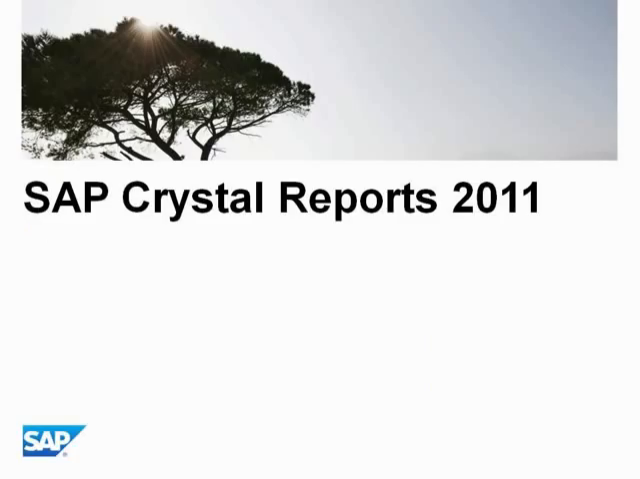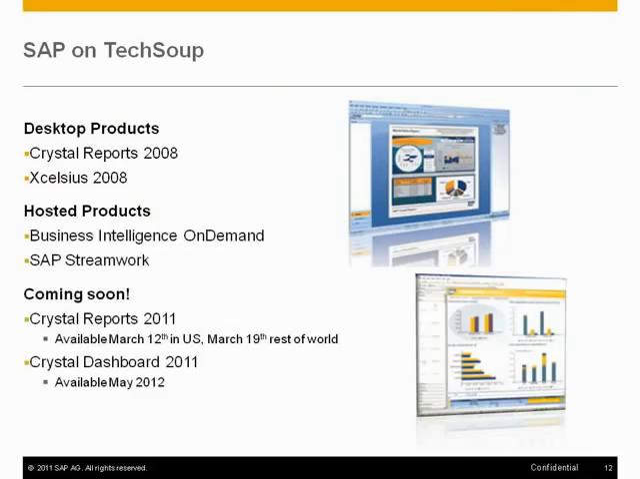So, moving on to SAP Crystal Reports, I'm just going to pass it over to Kenneth to talk to you on that first. All right, thank you. So, Crystal Reports, the products that we've been offering through TechSoup have been starting with the Crystal Reports 2008 product, and as Jacqueline had mentioned, also the old Xcelsius and SAP Crystal Dashboard product, and the hosted products being BI on Demand and StreamWork. What we're here today to talk to you about is Crystal Reports 2011. For some of you, it's been available since early March in the U.S., mid-March for the rest of the world. Also upcoming is the dashboard product later this month.